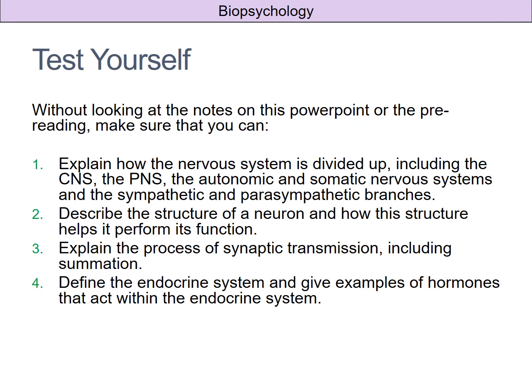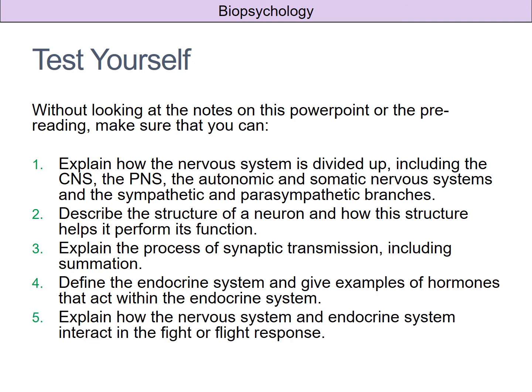Number 4, can you define what the endocrine system is, and can you give examples of hormones that act within the endocrine system? And lastly, can you explain how the nervous system and the endocrine system work together in order to cause the fight or flight response?